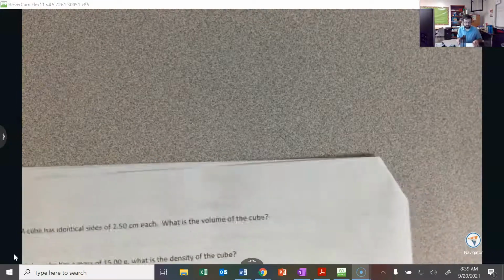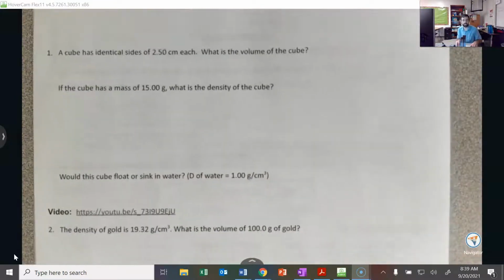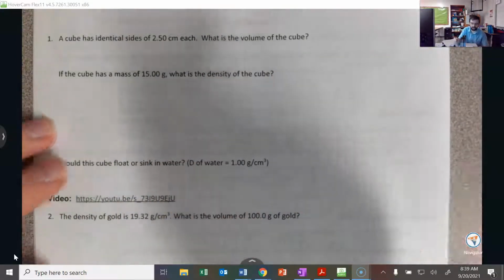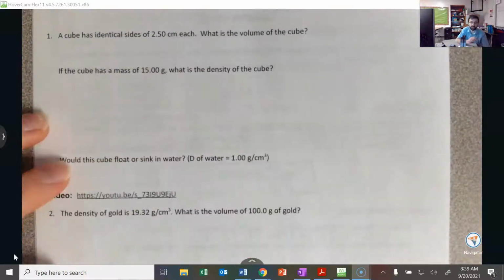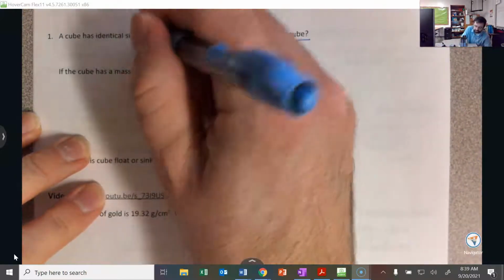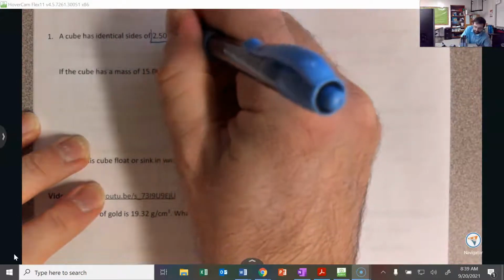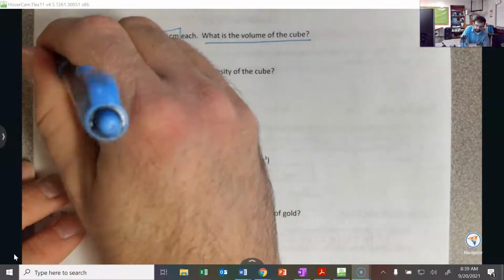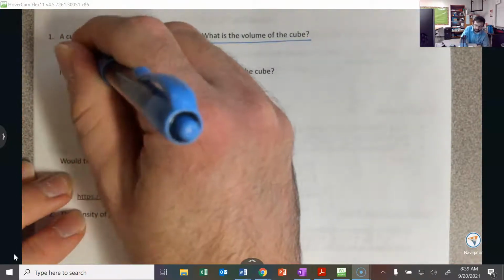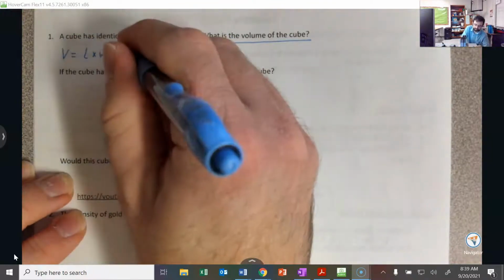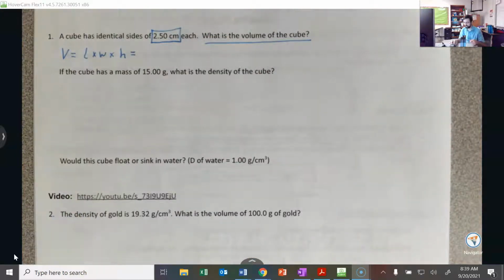These are some density problems, very similar to what you would see on a quiz or test, and you want to be able to solve these. Now it gives us, first, a cube has identical sides at 2.50 centimeters each. What is the volume of the cube? If I have identical sides, remember that volume can be calculated by multiplying length times width times height. Length times width times height.